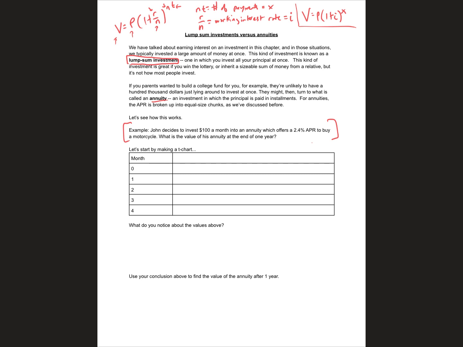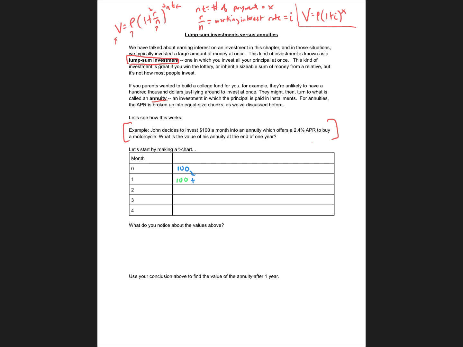So here's how this works. John's going to invest $100 a month. So he walks in on the first day and says, I want to open an annuity. I'm going to put $100 into this annuity. That $100 sits in the account for the month. And then the second month he comes in and says, hey, I'm putting down another 100. But my first 100 has earned some interest.